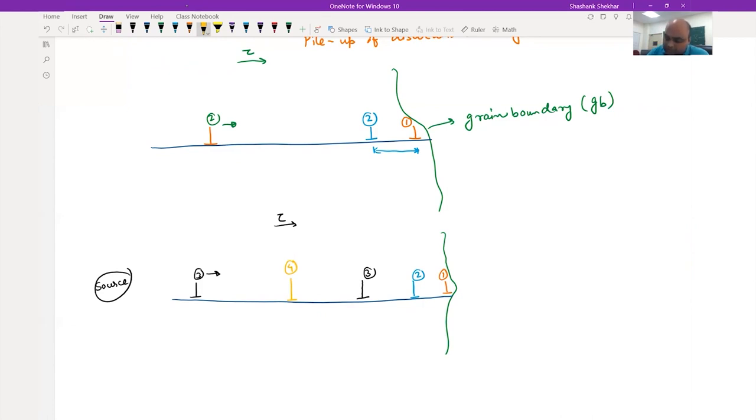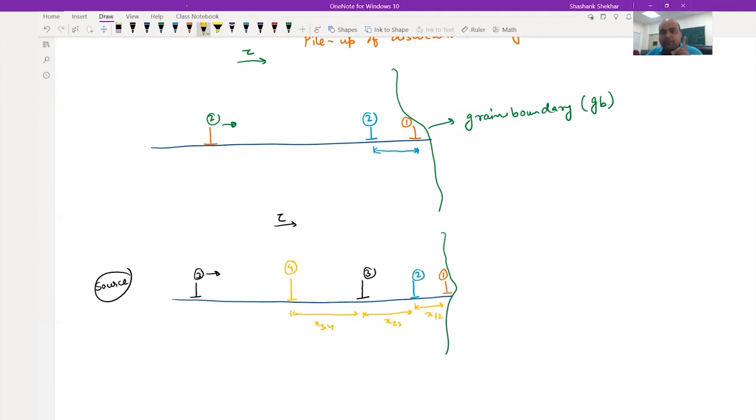Okay, so now if I mark this distance as, say, x1 2, this as x2 3, and this as x3 4, you can clearly see that x3 4 is greater than x2 3, which is greater than x1 2. So as you move away from the grain boundary, the distance between the dislocations increases.